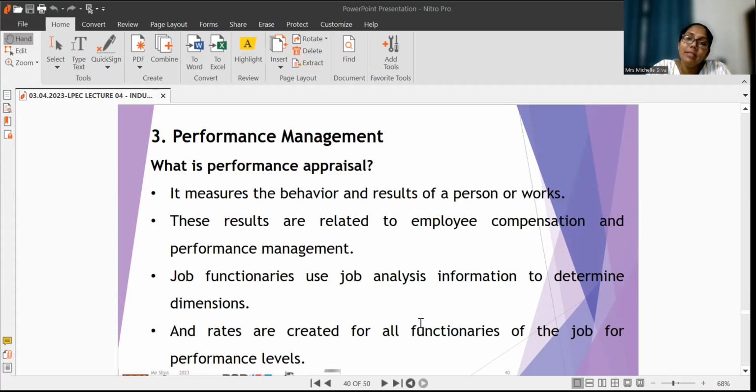Likewise, in order to evaluate the performance of the lecturer, we will create a criteria.